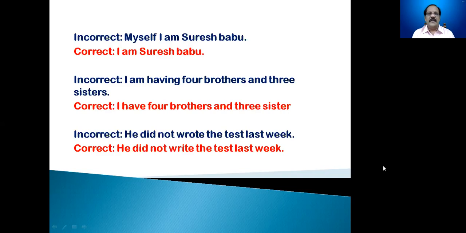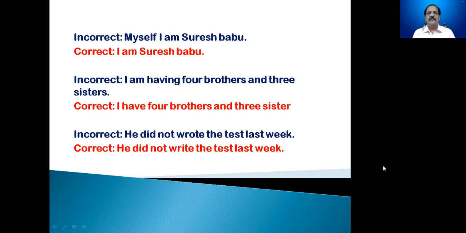Then the second example: I am having four brothers and three sisters. The right answer is I have four brothers and three sisters. Sorry, here it is sisters: four brothers and three sisters. Why did I am having become I have? I am having is used as a possession, isn't it?